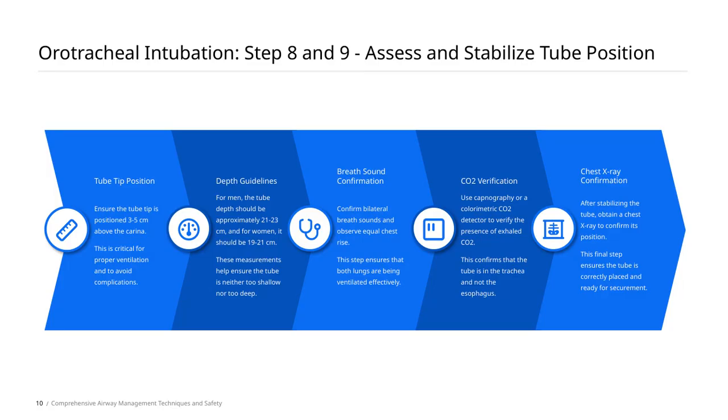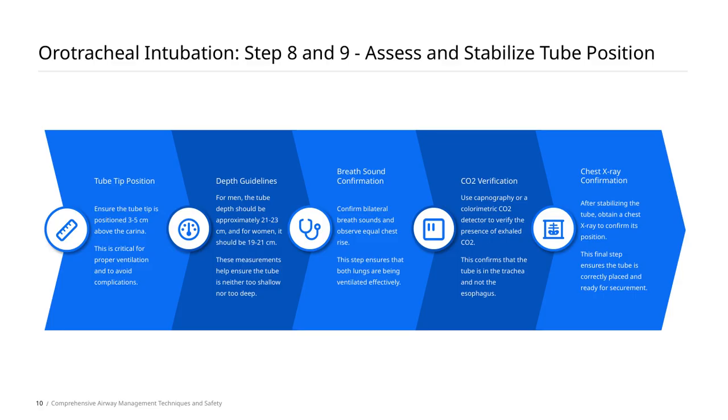Once we have stabilized the tube, the next crucial step is to obtain a chest X-ray to confirm its position. This ensures that the tube is correctly placed within the trachea and not in the esophagus, which is vital for effective ventilation and patient safety.